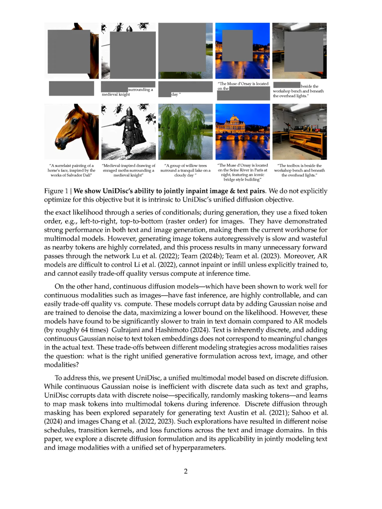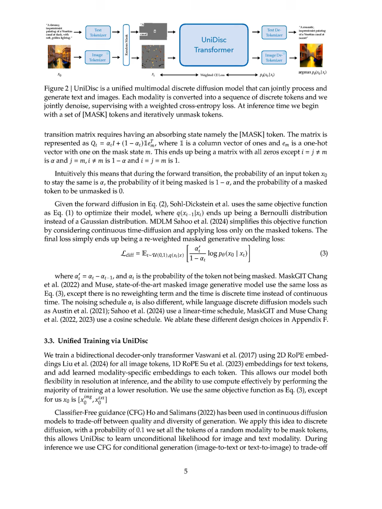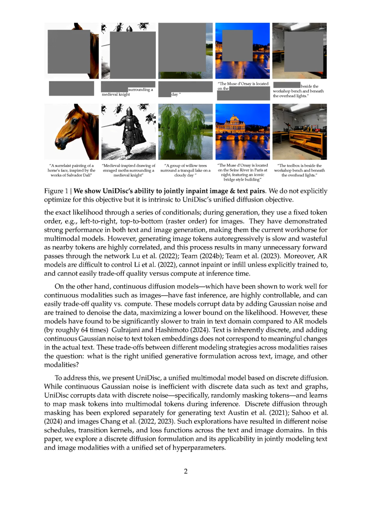The forward diffusion process uses an absorbing transition matrix, where the probability of a token remaining unchanged is denoted by alpha, while the probability of it being masked is 1 - alpha. During training, a bidirectional decoder-only transformer is employed, utilizing 2D RoPE embeddings for image tokens and 1D RoPE embeddings for text tokens, enabling the model to learn from both modalities simultaneously. Finally, during inference, the model applies classifier-free guidance to balance quality and diversity in generation, allowing it to generate coherent outputs across text and images effectively.